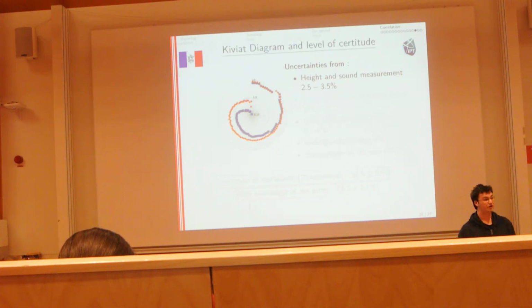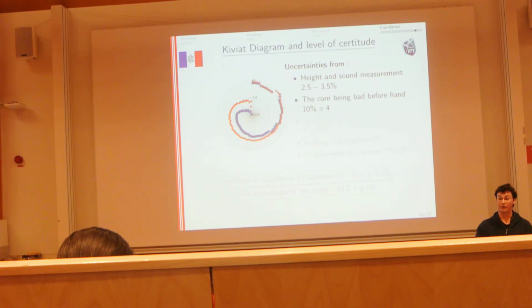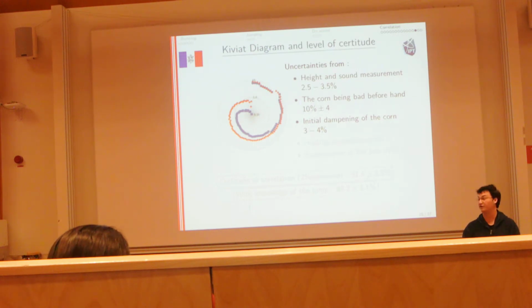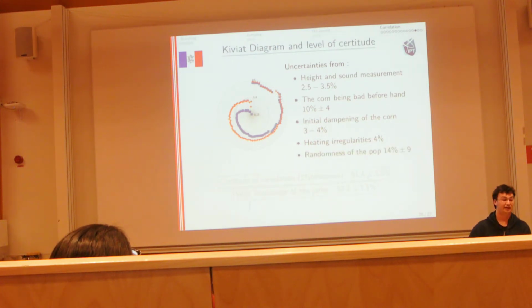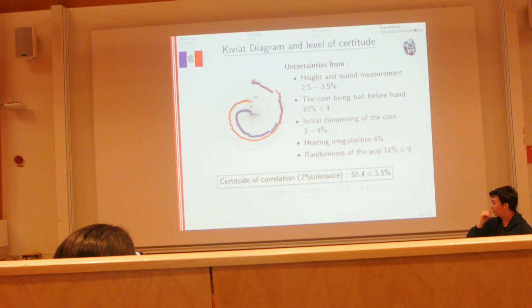The uncertainties can come from the sound measurement itself. The corn that we buy can actually be of very poor quality. We have an initial dampening that we cannot very much control, but we saw that it had a very important influence. There are a lot of heating irregularities due to the way we actually heat the corn kernel, and the pop is slightly random, because sometimes, and you would know if you've done the experiment, the corn kernels do not jump. So overall, this is our response.